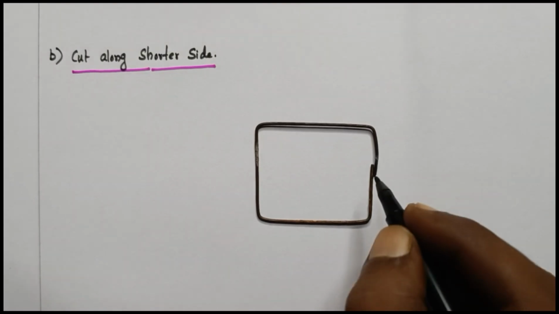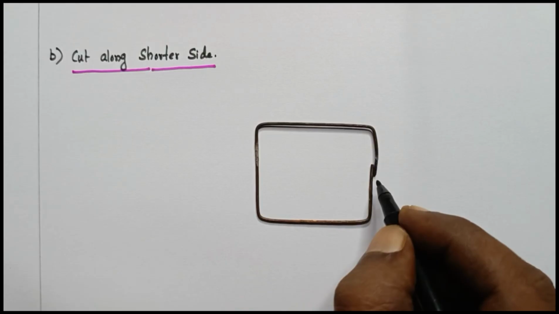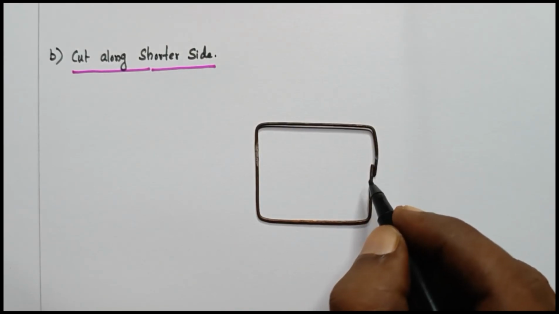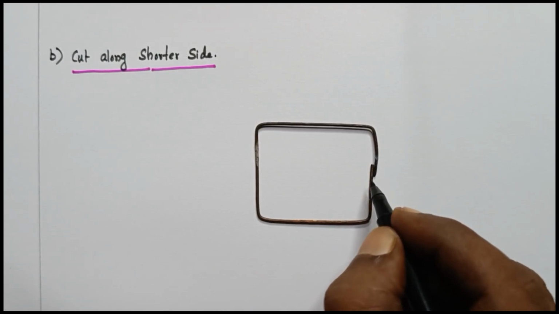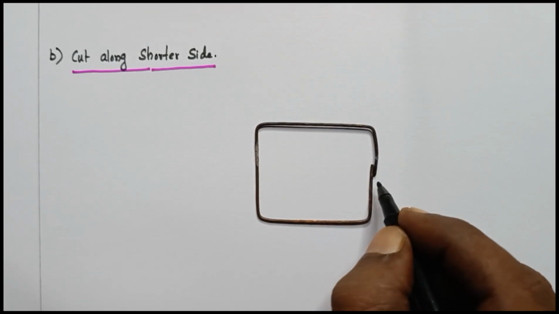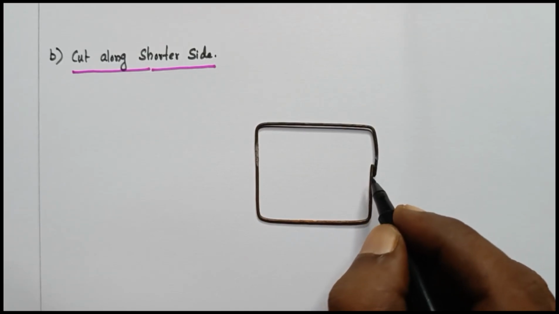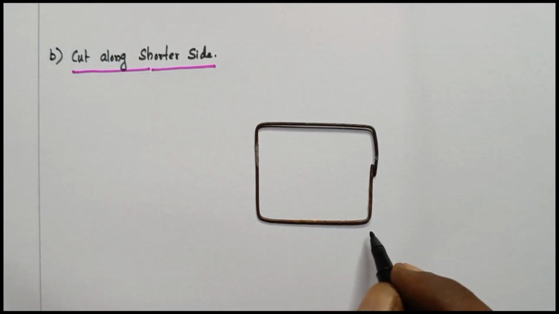In this case, there is a cut along the shorter side. The cut is not made very clearly. Assume that there is a cut along the shorter side. What do we have to find? We have to find the EMF across the cut. The cut is along the shorter side, and the loop is moving out of the magnetic field along the longer side.